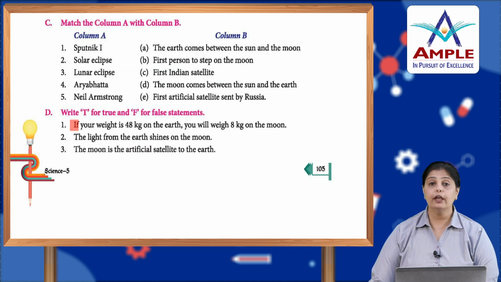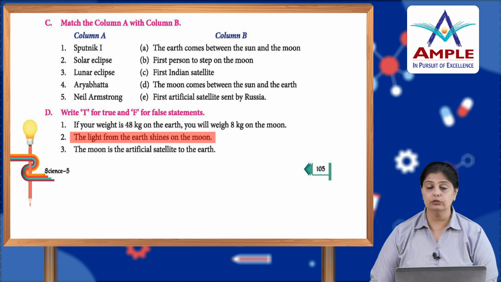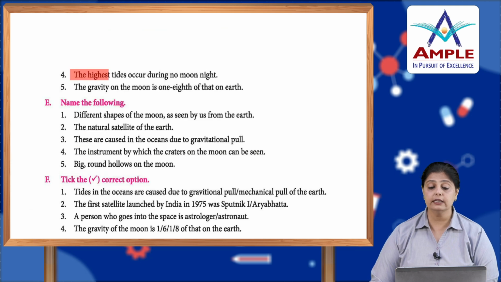True or false? If your weight is 48 kg on the earth, you will weigh 8 kg on the moon? Absolutely true. It is 1/6. The light from the earth shines on the moon? Absolutely false. It's the light of the sun that shines on the moon. The moon is the artificial satellite to the earth? No. The highest tides occur during no moon night? It is true. The gravity on the moon is 1/8 of that on earth? No, it is 1/6.